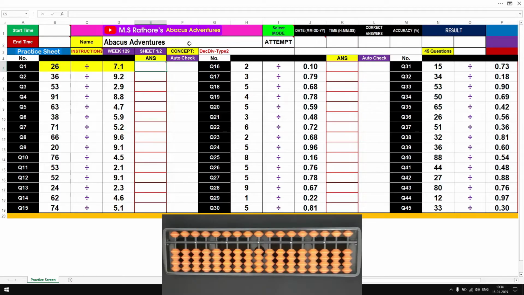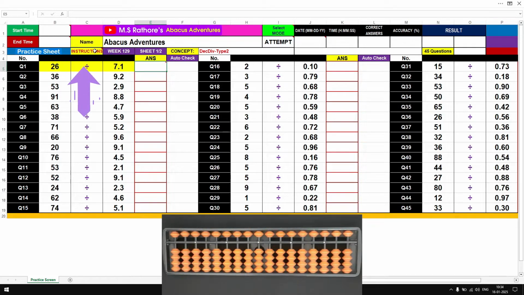Type 1 is where the dividend as well as the divisor both are normal values. In type 2, the dividend is a normal value but the divisor is a decimal value. Not to mention, the answers in all three types, type 1, type 2 and type 3, are always in decimal format with 3 decimal places.